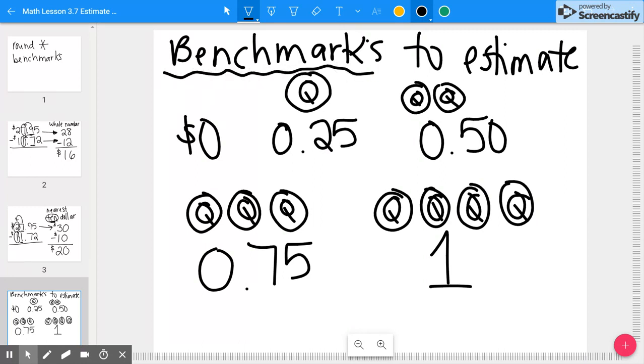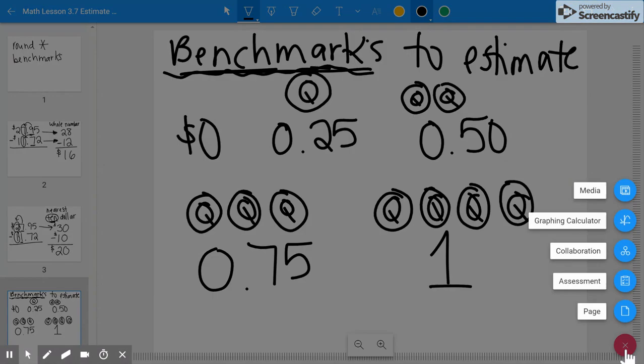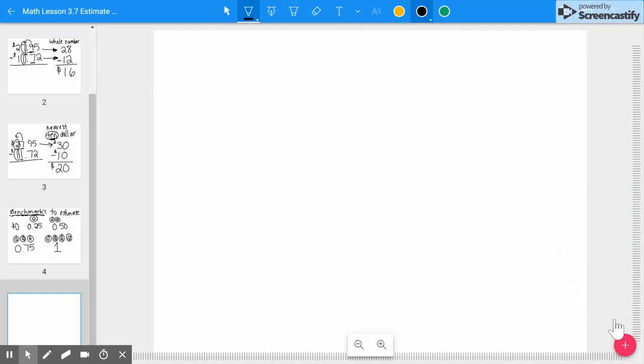And remember, you need to make sure you're reading the directions very closely, because sometimes it might ask for rounding, which is what we just went over. And sometimes it might ask you to use benchmarks. And they're 2 different strategies. So you need to be reading the directions very closely. So let's try a problem using benchmarks.